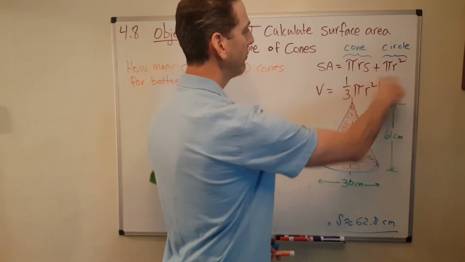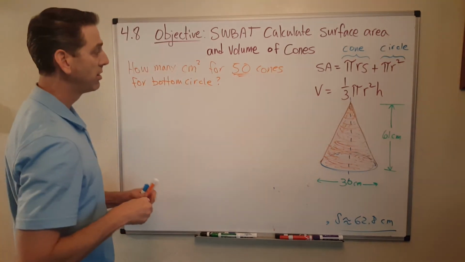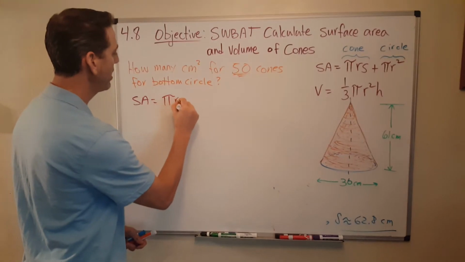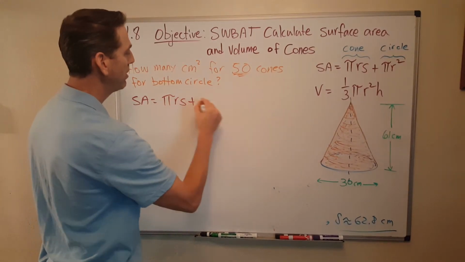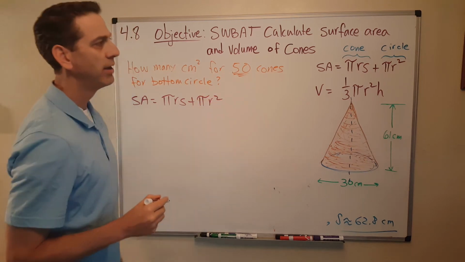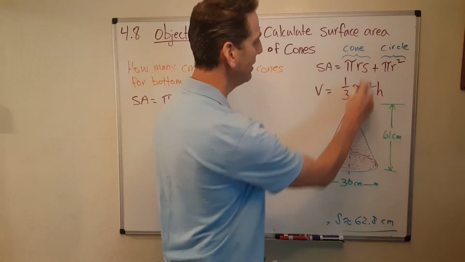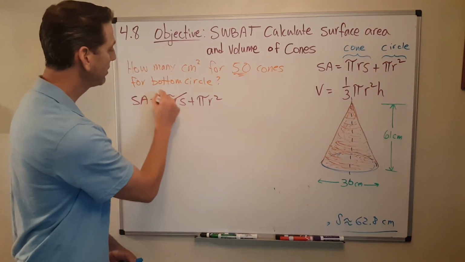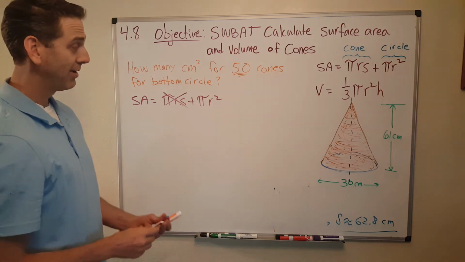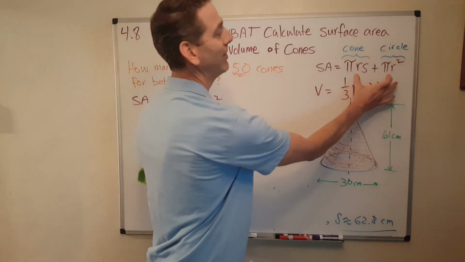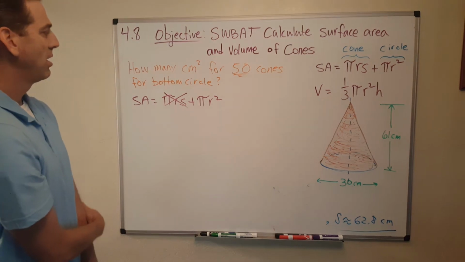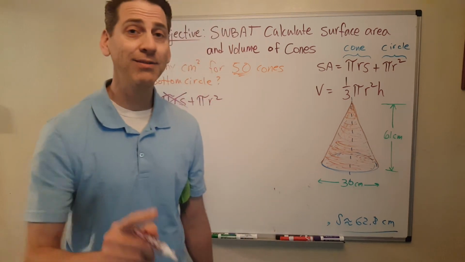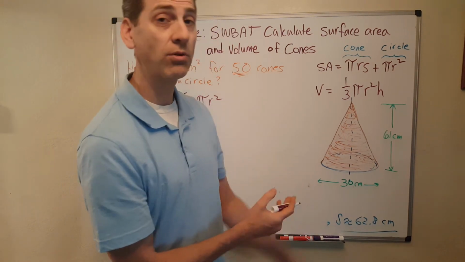Okay, so I have my surface area formula here. So I have surface area equals pi rs plus pi r squared. And in this situation, I don't need this part of my formula because I'm only painting the circle. All right, so I can get rid of that part. All right, so it's important that you understand what this means. All right, let's figure this out. In fact, why don't you pause this video and see if you can find the surface area of just the circle.